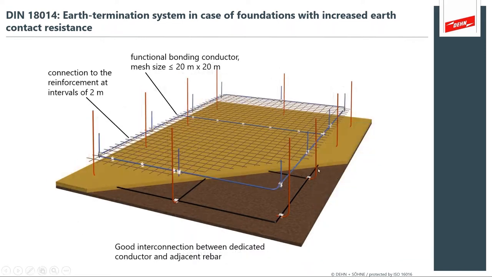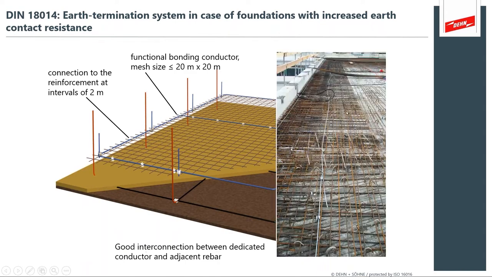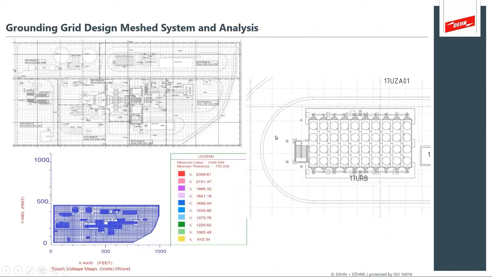And finally, the final system in case of foundations with increased earth contact resistance, we're looking for good interconnection between the dedicated conductors and the rebar that's buried in the actual concrete system. So what does a grounded design mesh system look like at a larger plant?